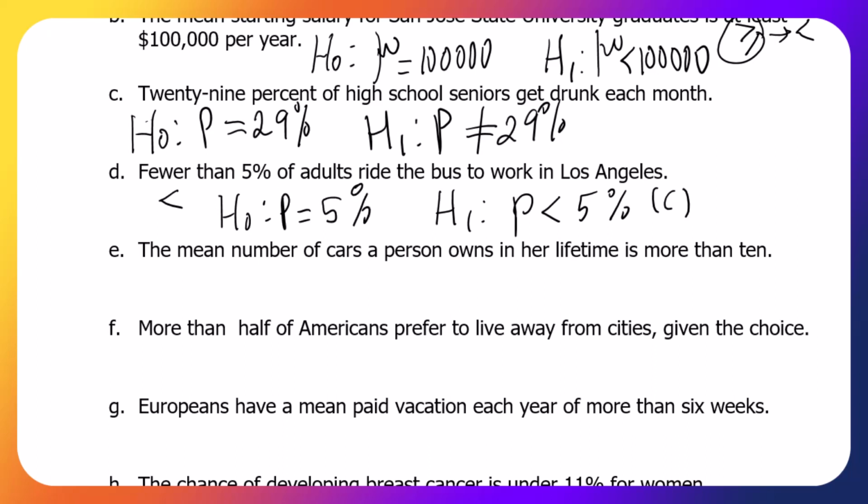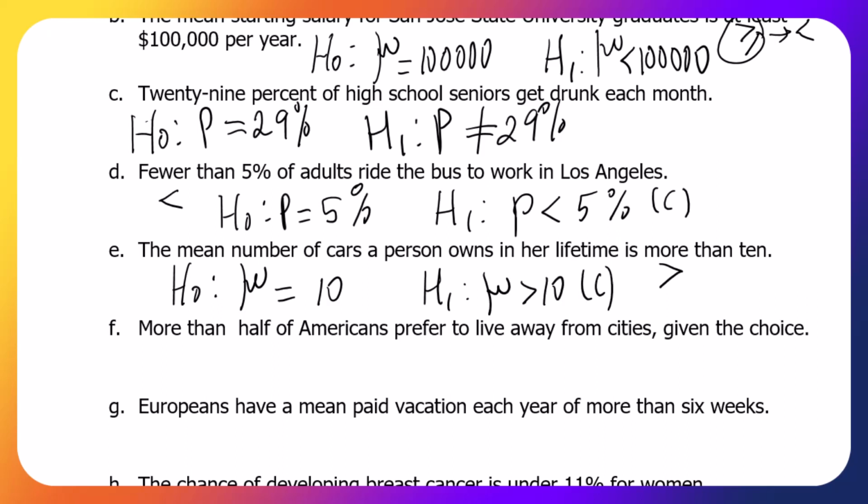E, the mean number of cars a person owns in her lifetime is more than 10. So more than, this is the sign that should be in the alternative, and the equal will be in the null. So H0 will be mean equals 10. And H1, the alternative hypothesis, will be mean greater than 10, and this is the claim.